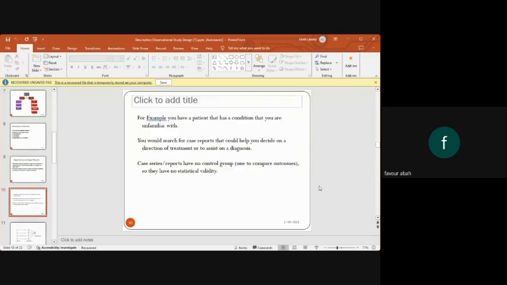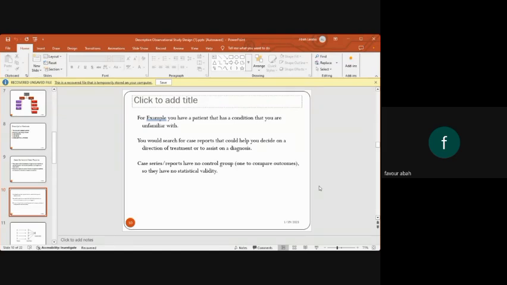Now, for example, we have an example on the slide. An example says you have a patient that has a condition that you are unfamiliar with. You would search for case reports that could help you decide on the direction of treatment or to assist in diagnosis. So if you have a case report or a case series similar to the condition you are treating at a point in time, you can reach out to it to help you treat and diagnose.